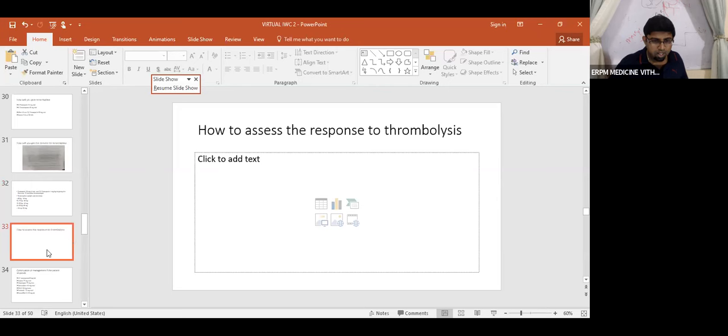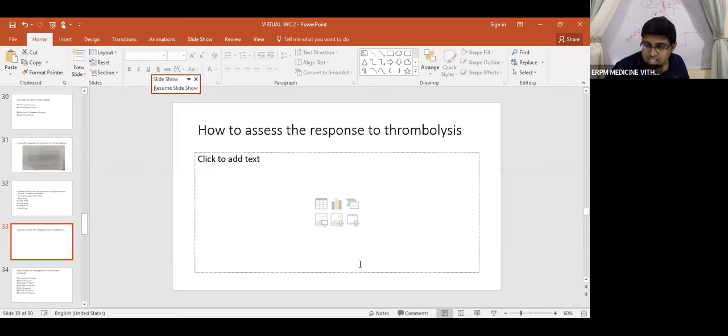Look here. How will you assess the response to treatment? Come on, guys, answer. When you give thrombolysis, how will you assess whether the thrombolysis is successful or not? One is relief of pain. So you will ask the patient, how do you feel now? The patient will say, doctor, my pain is better. Now I'm okay. Relief of pain.